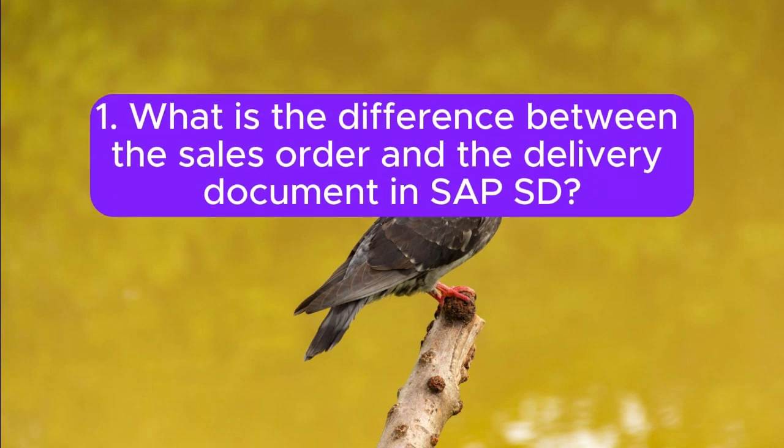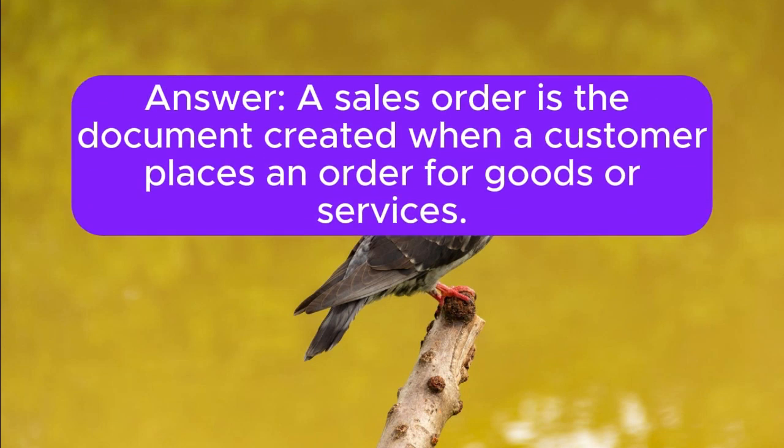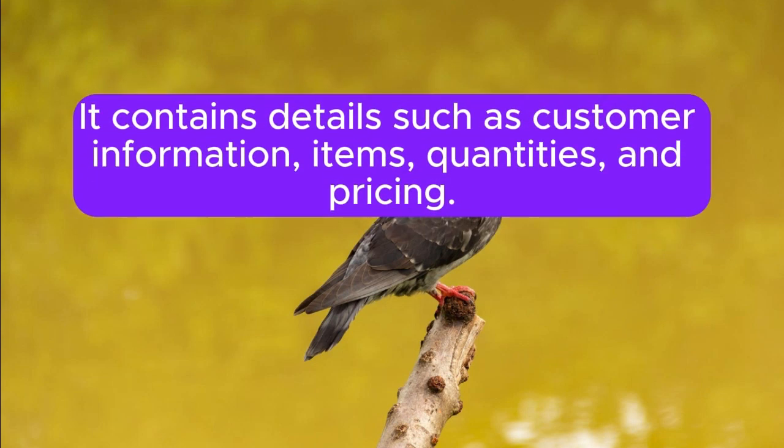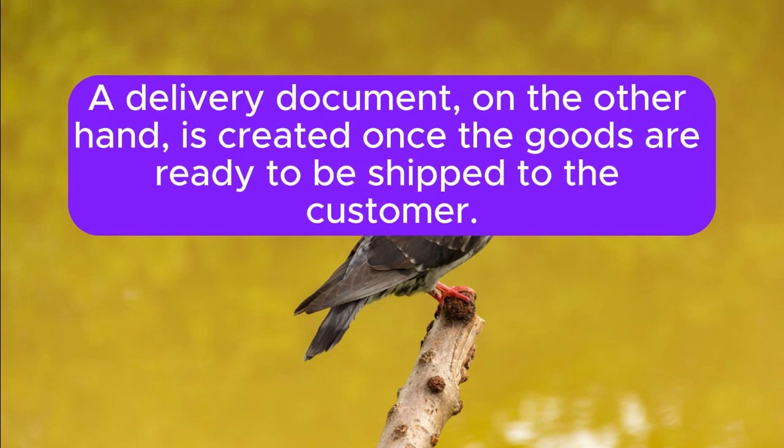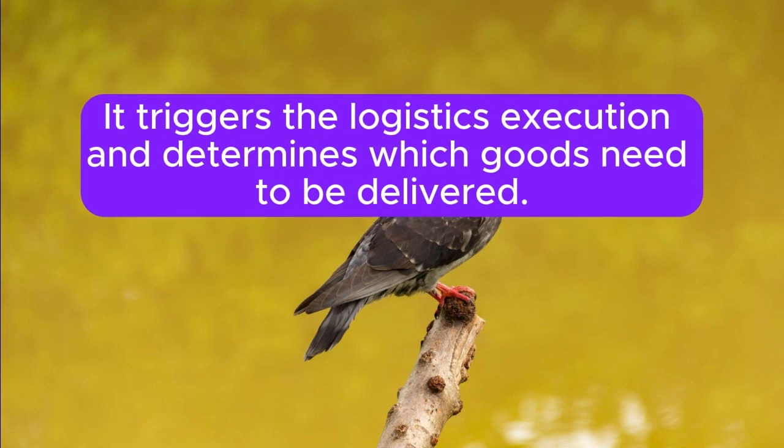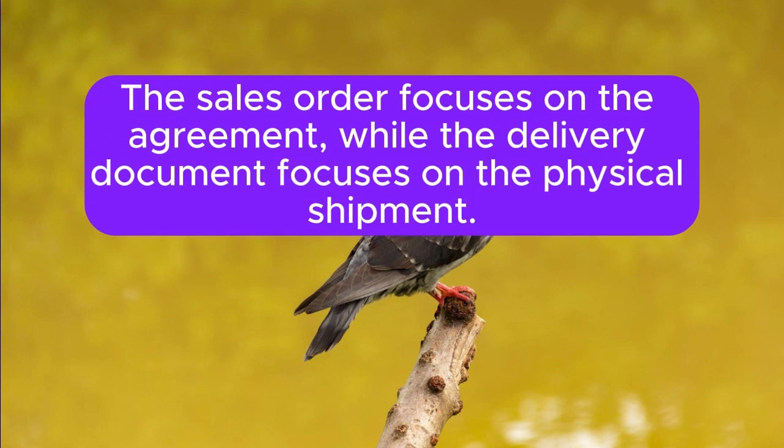1. What is the difference between the sales order and the delivery document in SAP SD? Answer. A sales order is the document created when a customer places an order for goods or services. It contains details such as customer information, items, quantities, and pricing. A delivery document, on the other hand, is created once the goods are ready to be shipped to the customer. It triggers the logistics execution and determines which goods need to be delivered. The sales order focuses on the agreement, while the delivery document focuses on the physical shipment.